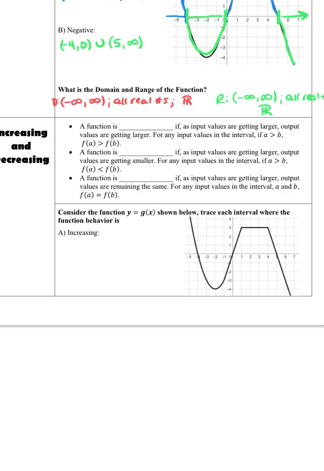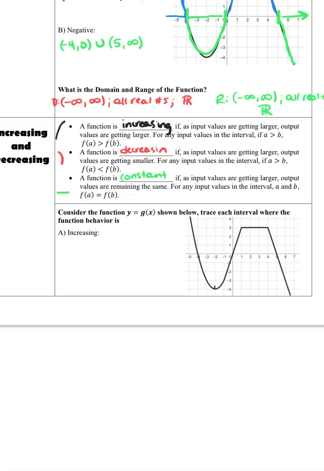Okay, let's look at increasing and decreasing. So the function is increasing as it's going up. All right, so as you're going uphill, the function is increasing. The function is decreasing as it's coming downhill. So it's decreasing here. And then a function is constant if nothing is changing. So if it's straight across.